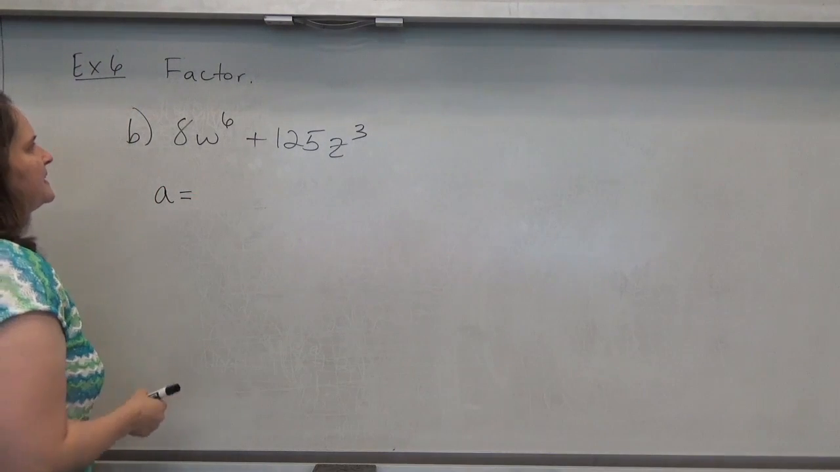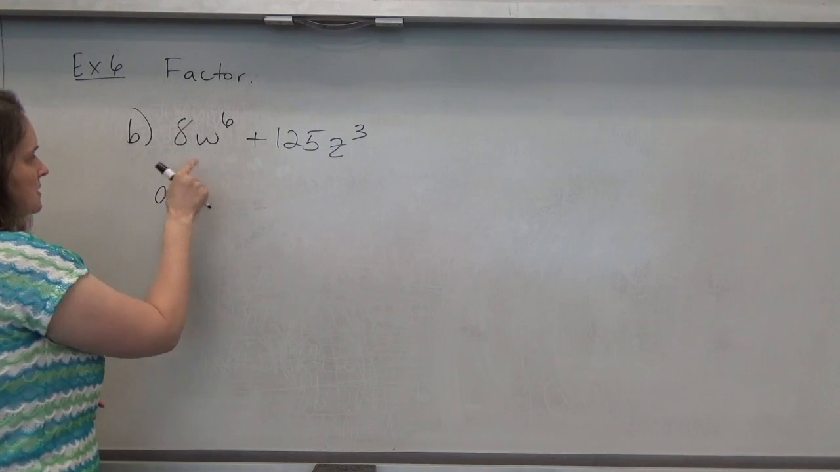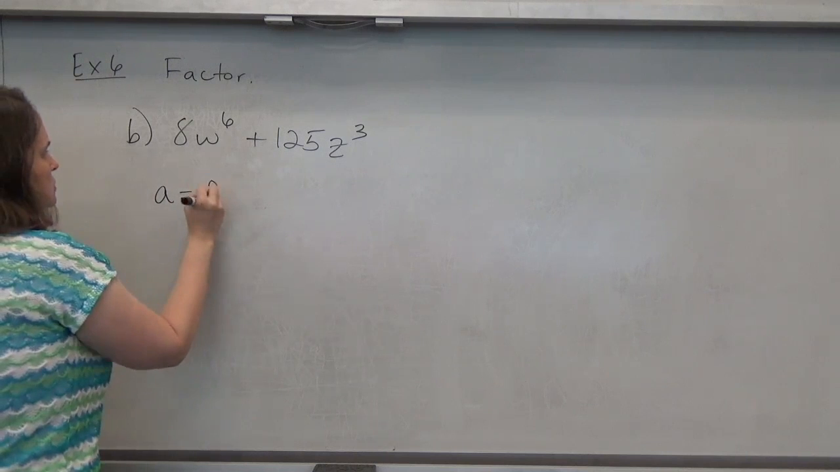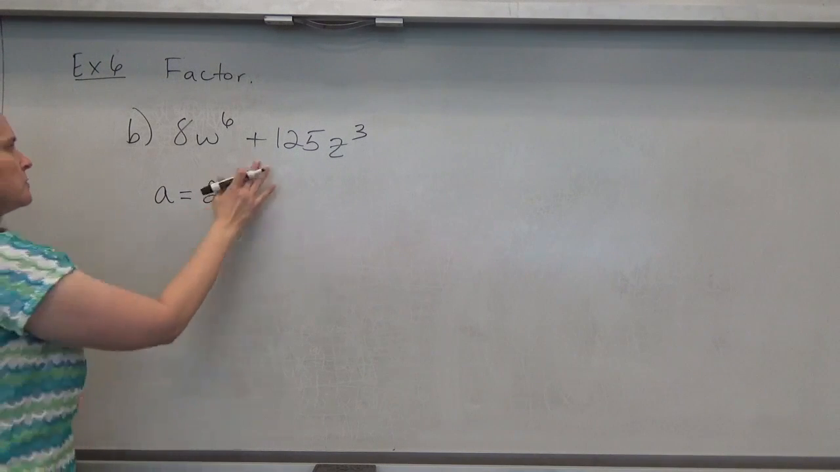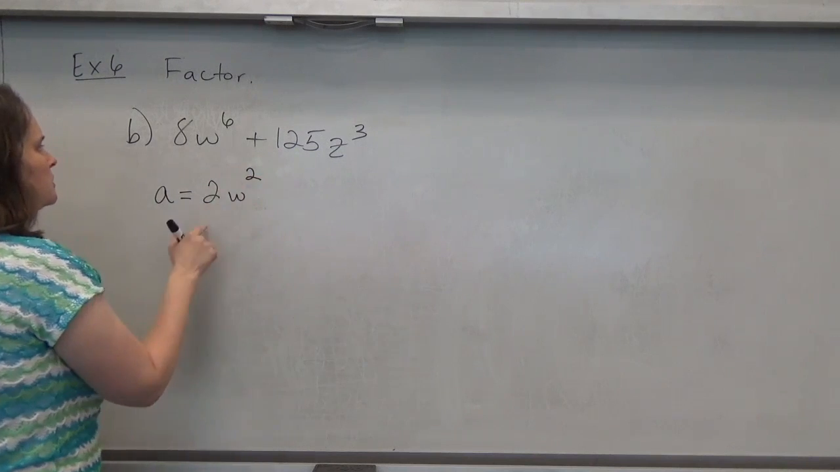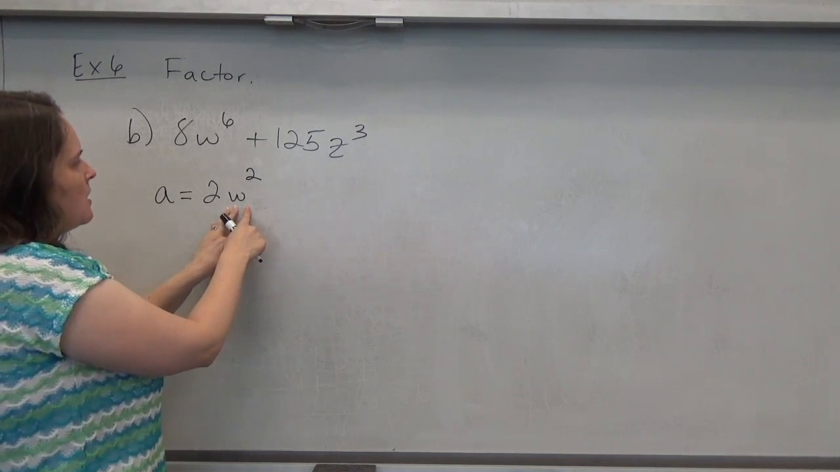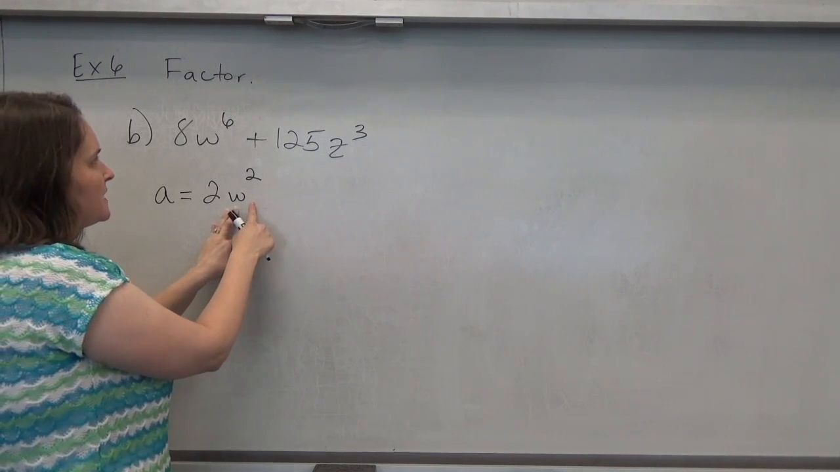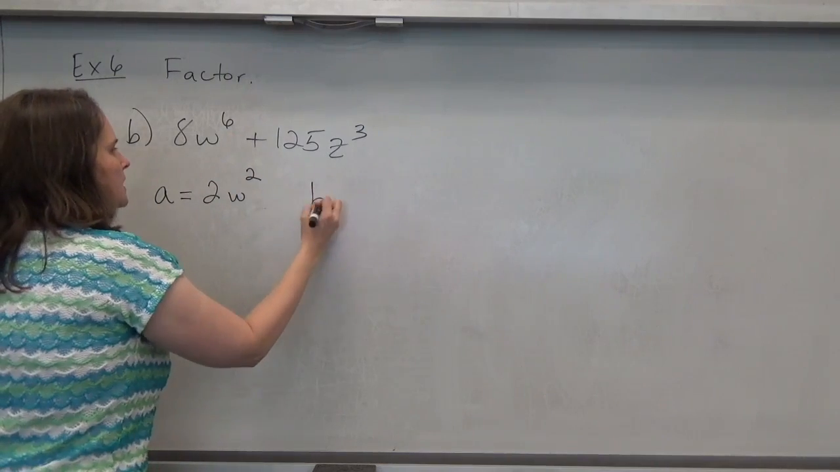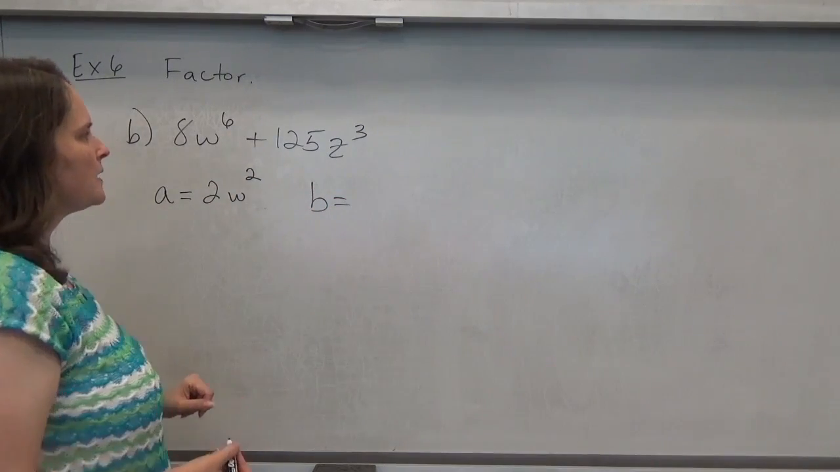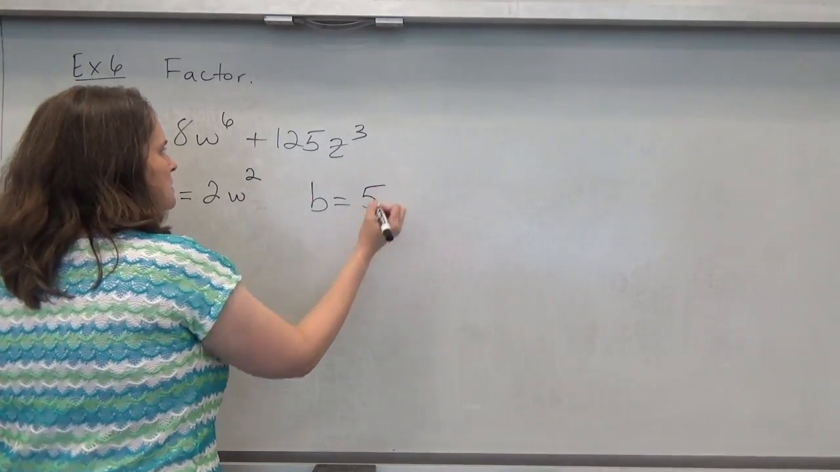What does our a need to be so that if we cube it, we get this? A needs to be 2w to the third. No, I'm sorry, 2w to the second. 2 to the third is 8. And then if I multiply w squared by itself 3 times, that gives me w to the 6th. B, what do I cube to give me 125? I need a 5 for my coefficient, and I need a z.